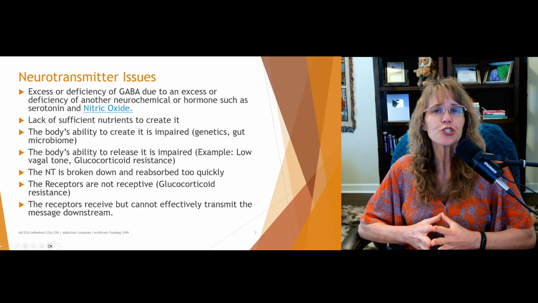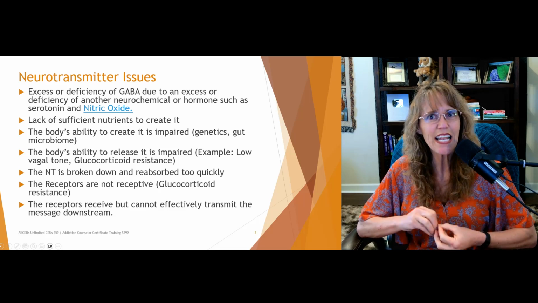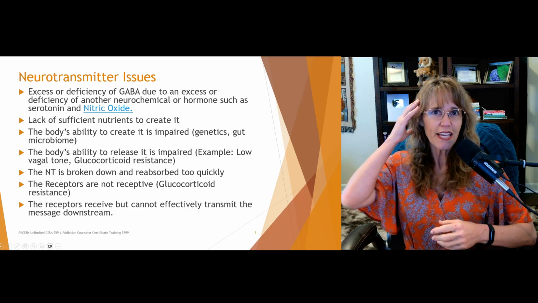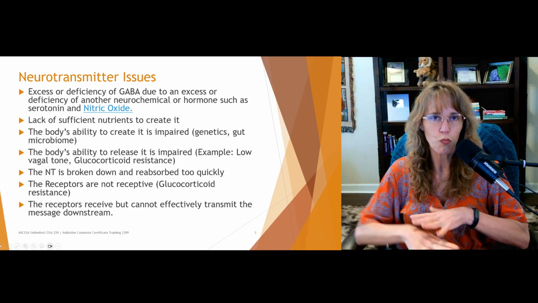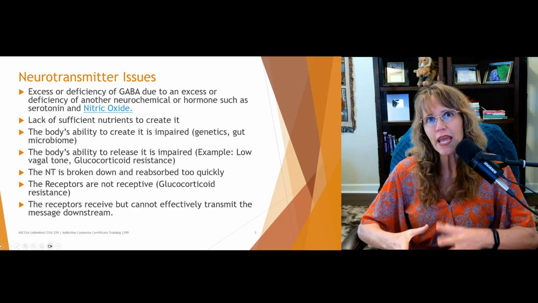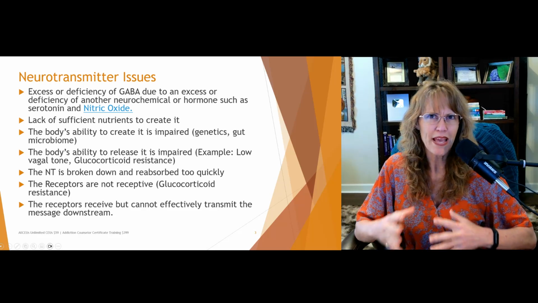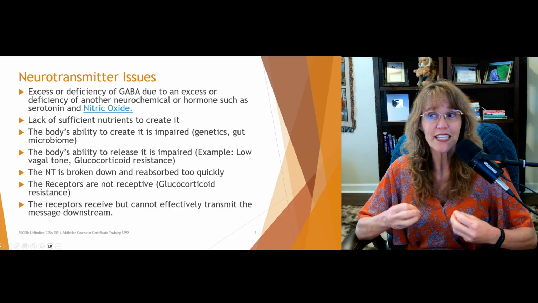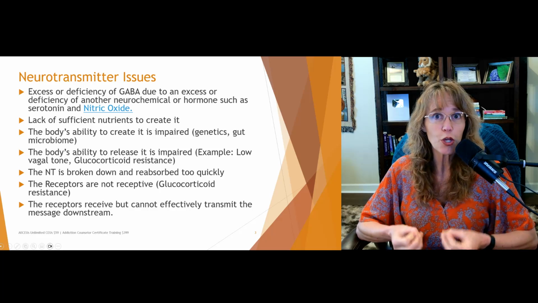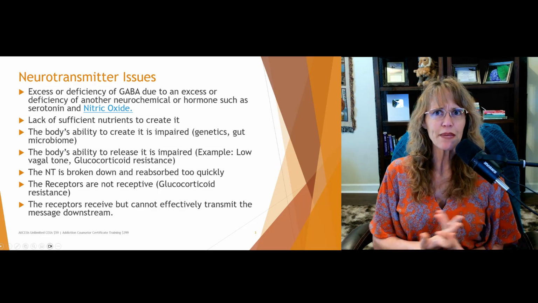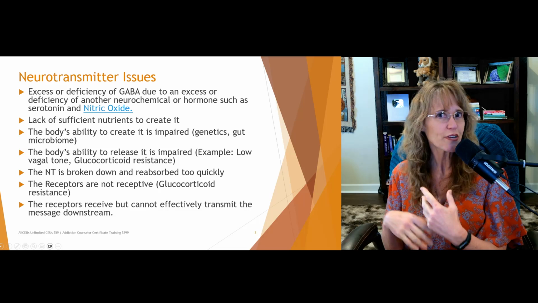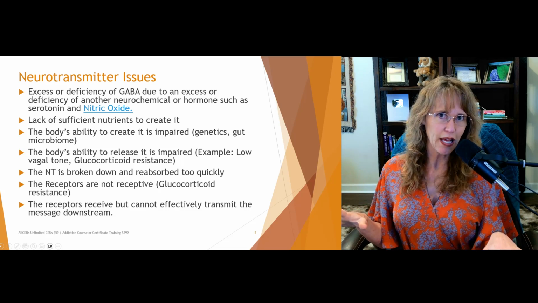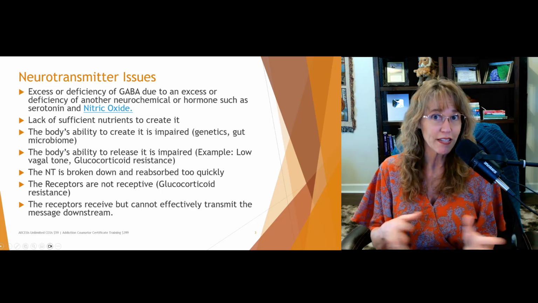The body's ability to release the neurotransmitter into the synapse is impaired. Low vagal tone is a good example. Our vagus nerve is the wandering nerve, and it is our main relaxation nerve. It's our main rebalancing nerve, if you will. And when people have experienced trauma or chronic stress, a lot of times they have what we call low vagal tone. And that means when they're under stress and that stress is past, the vagus nerve often doesn't kick in and say, okay, we can relax now. Let's send in the relaxation chemicals.